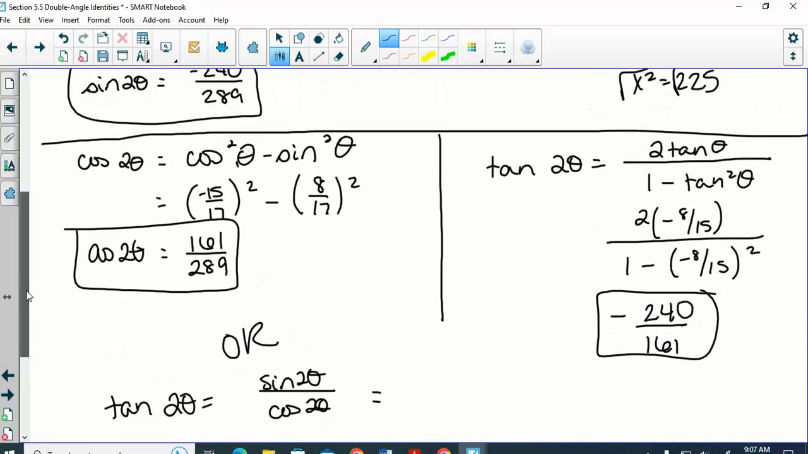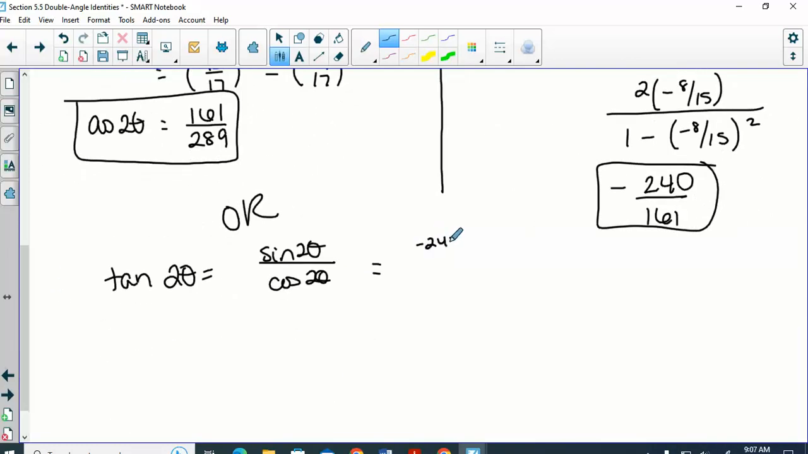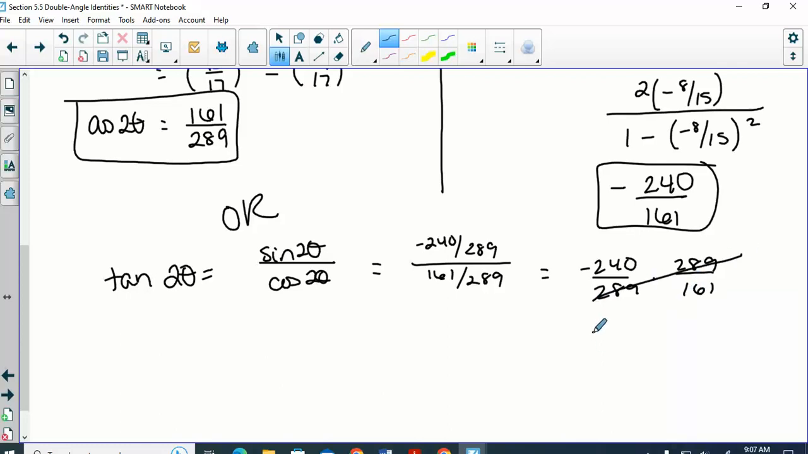We found our sine to be negative 240 over 289. Cosine was 161 over 289. So you can put it in the calculator or flip and multiply. And we get the same answer. So we have a tangent double angle formula, but if you've already found sine and cosine, you could just divide those to get tangent. All right. Is that one okay?